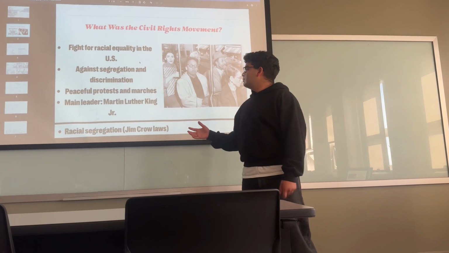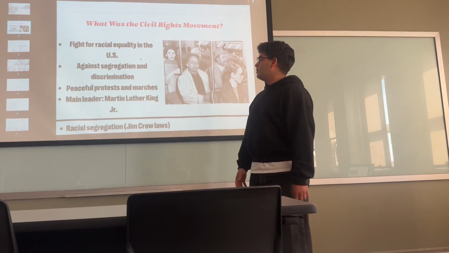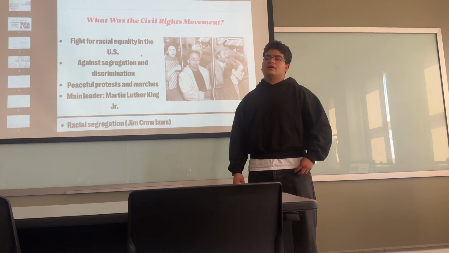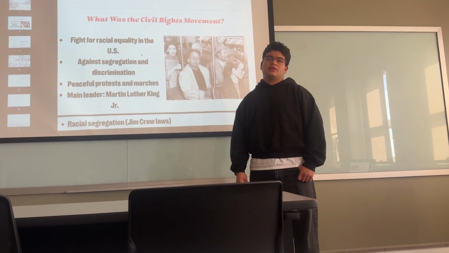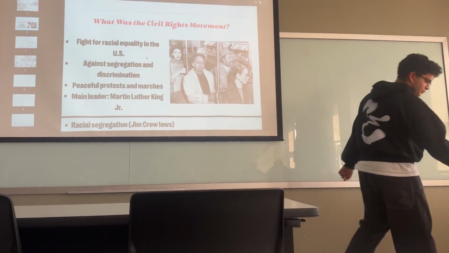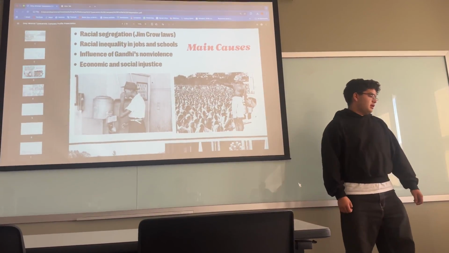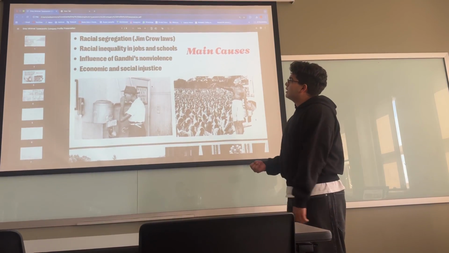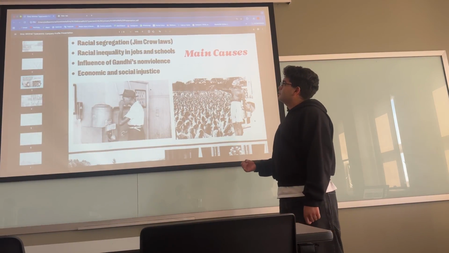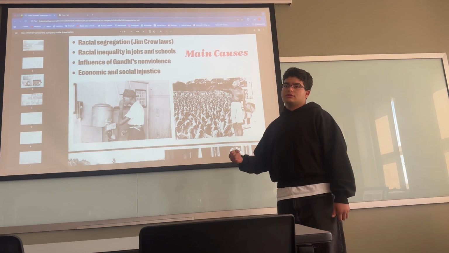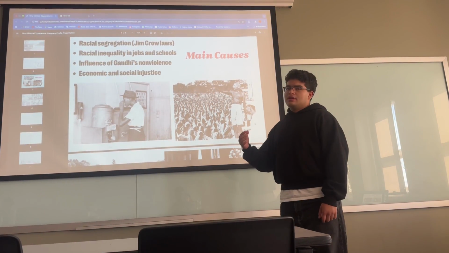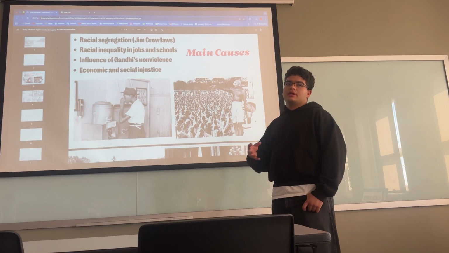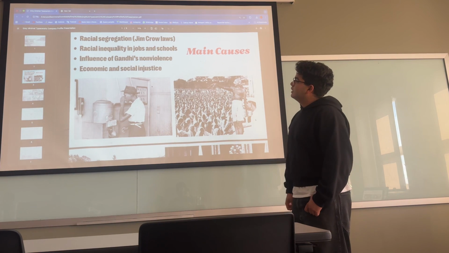These were peaceful protests and marches, and the main leader was Martin Luther King, who gave the famous "I have a dream" speech in Washington. What were the main causes of all these events? As I explained, there was racial segregation. The Jim Crow laws separated colored people and non-colored people in different public spaces.